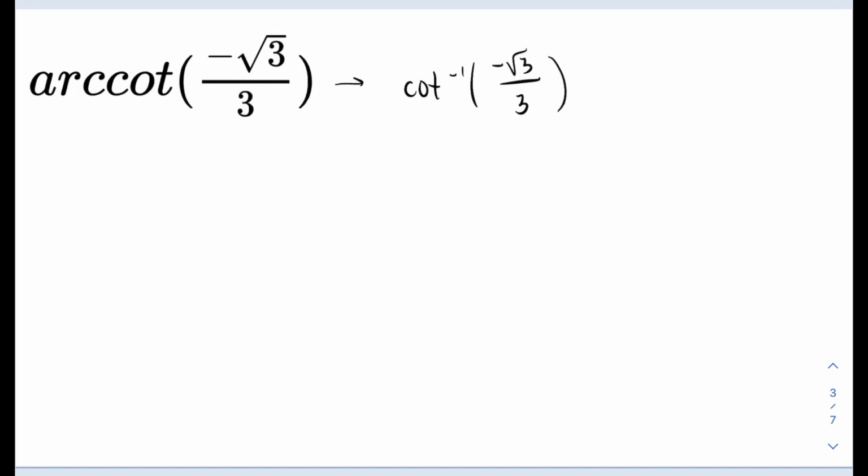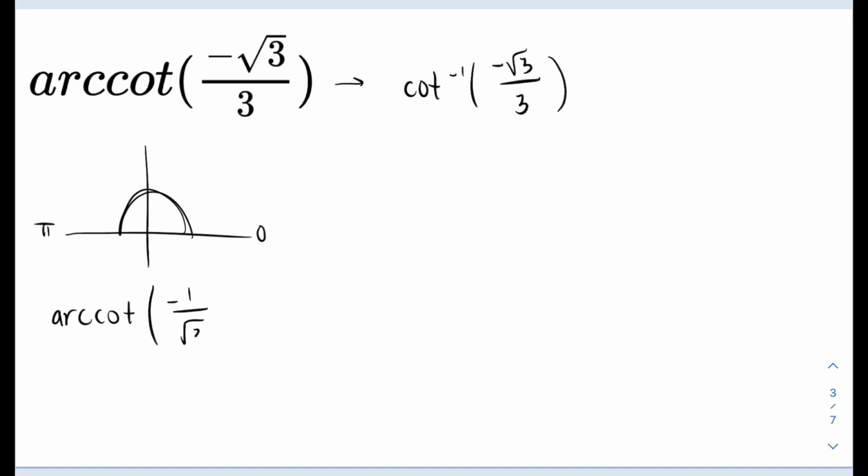Now I'm working with cotangent, so that means I'm going to be in quadrants 1 and 2 from 0 to pi. The other thing I notice about this function is that it's clearly been rationalized. And so that means I can also think of it as looking for arc cotangent of negative 1 over radical 3, because radical 3 over 3 is not a value I get out of cotangent unless I rationalize. So I'm going to unrationalize it so it looks a little more similar.